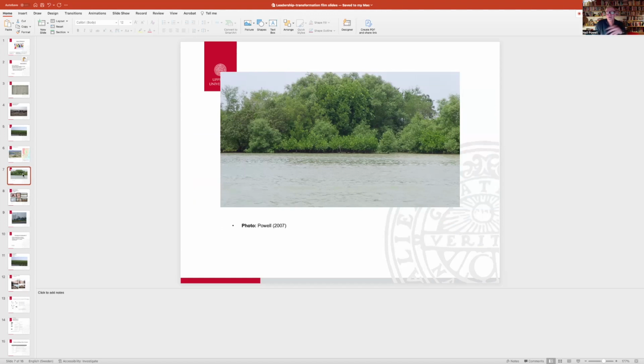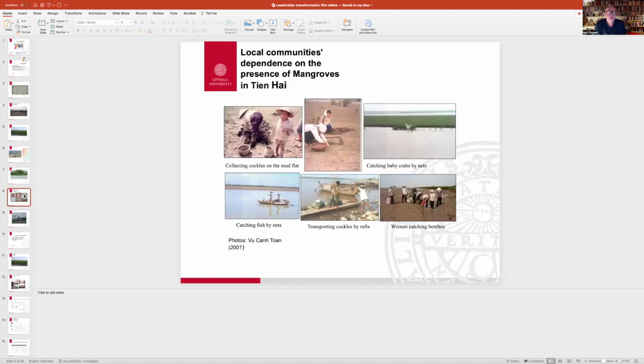So we've mentioned a couple of interests. We've mentioned the rice interests, we've mentioned the fish farmers, but also where you have the local communities who live in the area and have been historically very dependent on mangroves for various interests. Mangroves host incredible aquatic biodiversity, and the local communities have been rather dependent on that for their livelihoods.